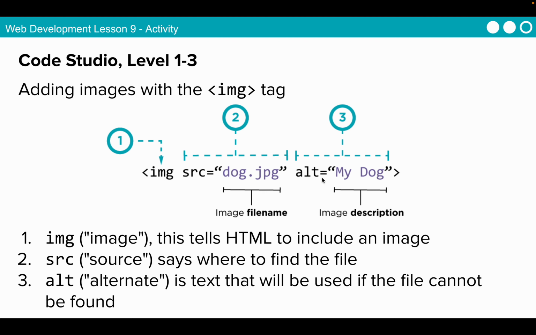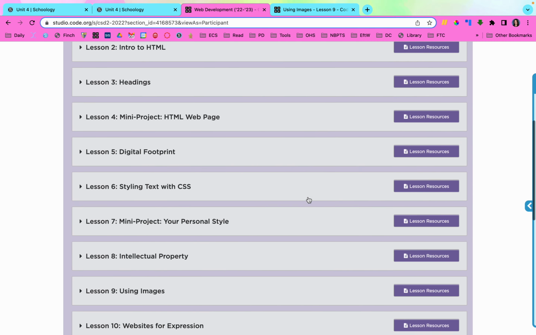And then the alt is an image description. Alt stands for alternate. It is text that will be used if the file cannot be found. And so if there's something wrong with your code and you have alt my dog and for some reason your picture doesn't show up, it will show the words my dog and the little image icon. And that way we know that it's supposed to be a picture of a dog. But for some reason, that picture is not showing up. So let's look at Code Studio Level 1, and we can do that one together.